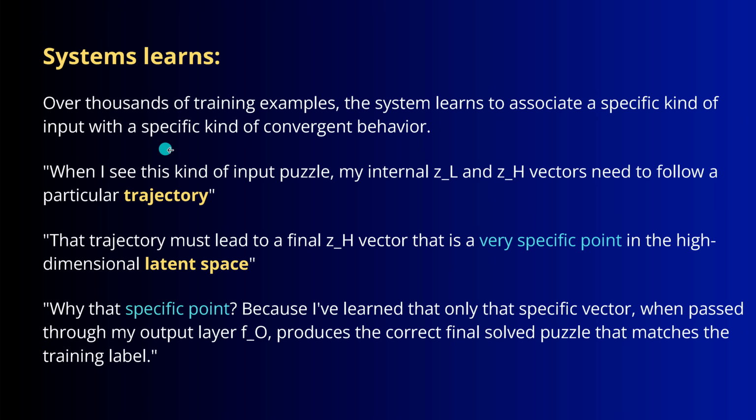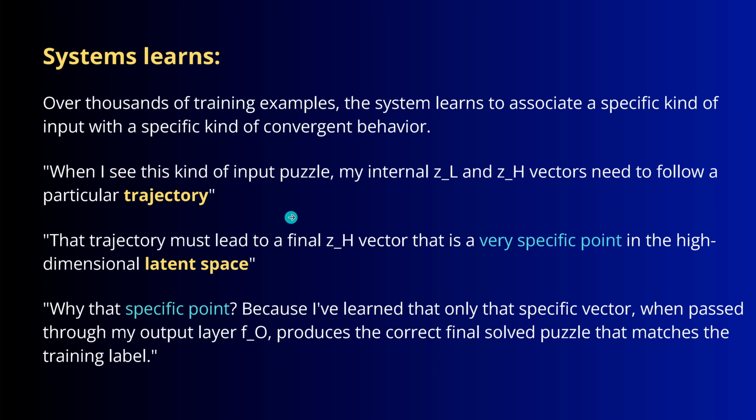And also, when I see this kind of input puzzle, my internal vectors for low and high are now a vector representation, because remember, we are not working in GPT to predict the next token. No. We are here in BERT. We are in the encoder of a transformer block. This means we are operating in high-dimensional vector spaces only. We only have vector operations as our mathematical toolset. So we have built those vectors. They need to follow a particular trajectory. You understand immediately if you have seen my last video about trajectory optimization.